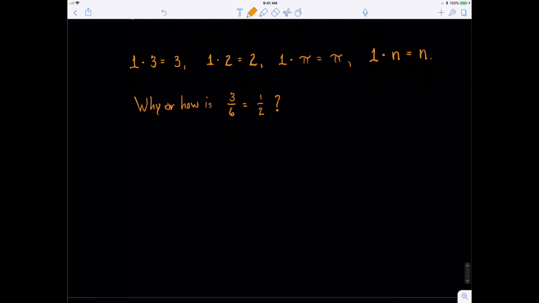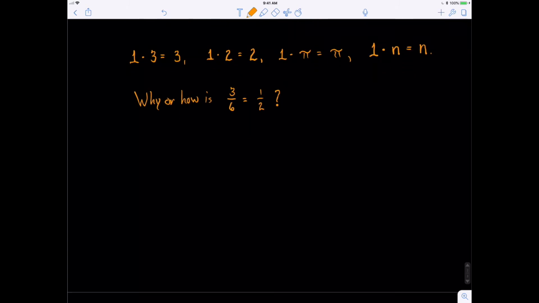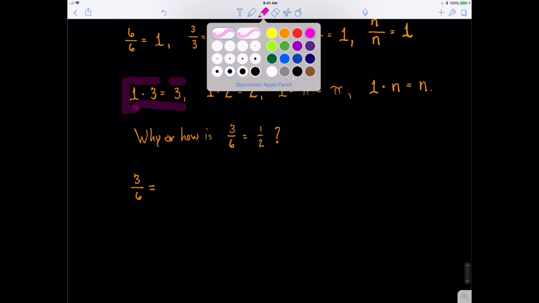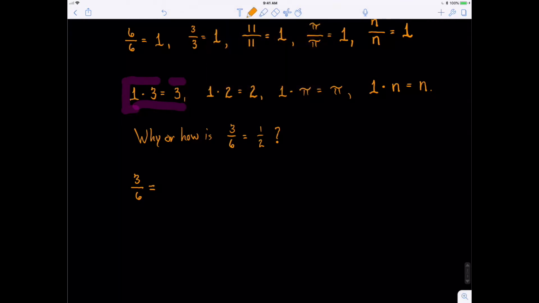So here we go. I'm going to take the number right there. Let's take 3 divided by 6. I'm going to write equals. Well, notice that right up above, I said that 3 is equal to 3 times 1. Well, let's take advantage of this. So I'm going to write that 3 as 3 times 1. And I happen to know that 6 is the same as 3 times 2.